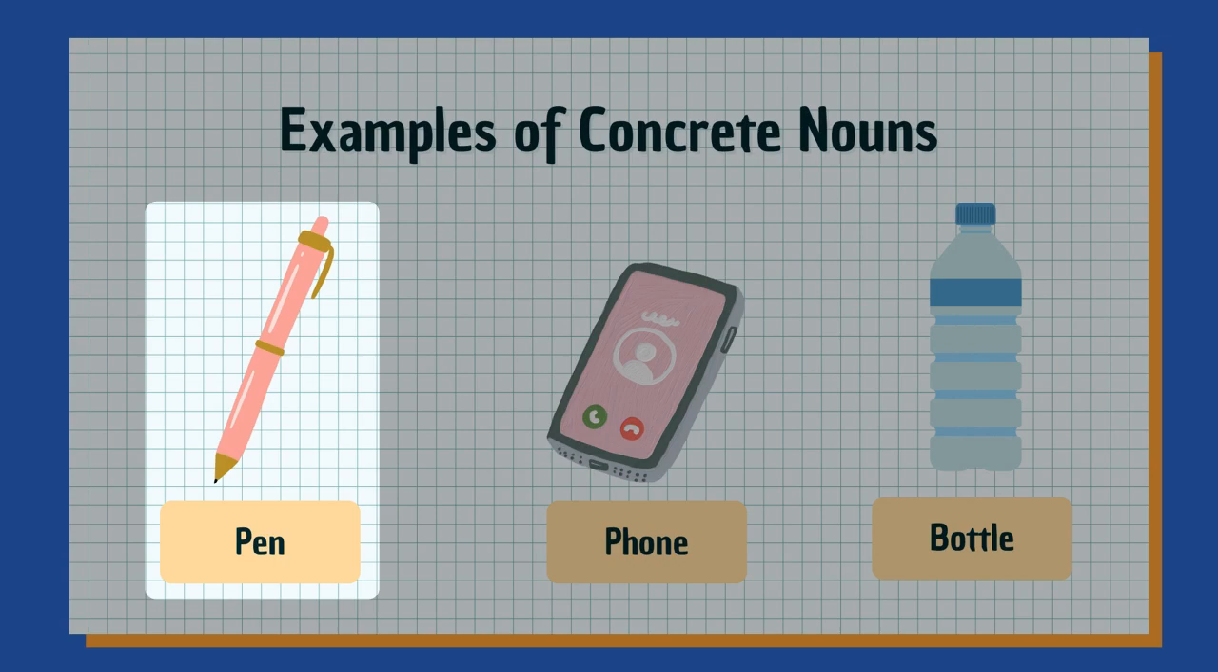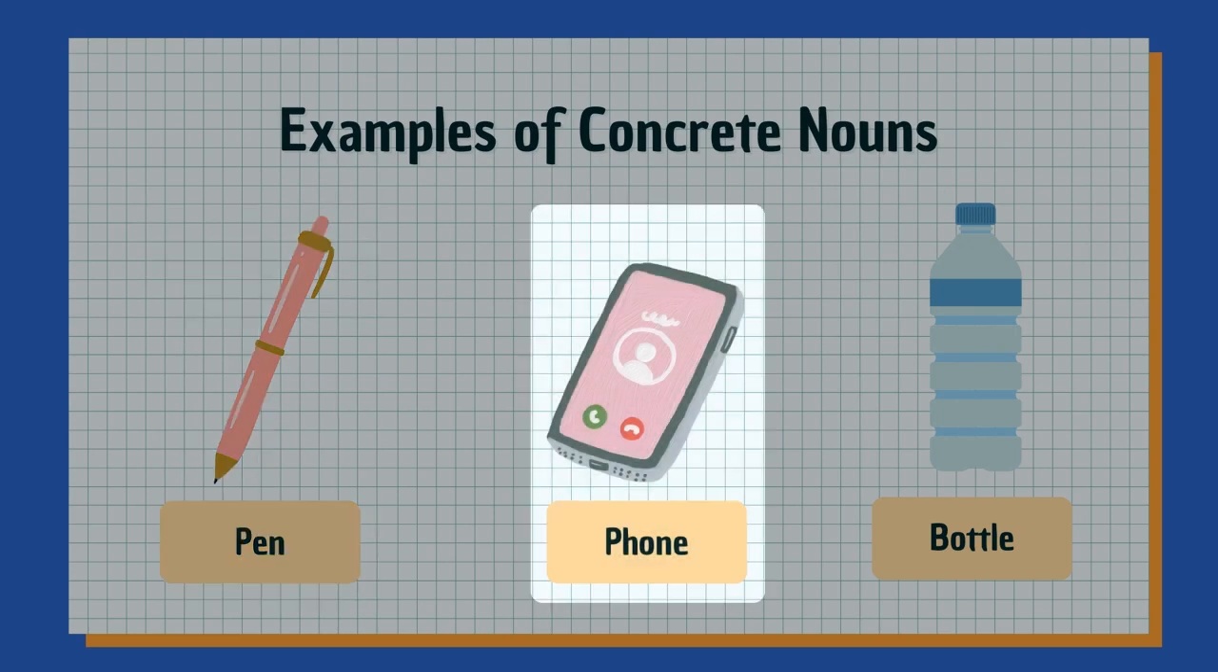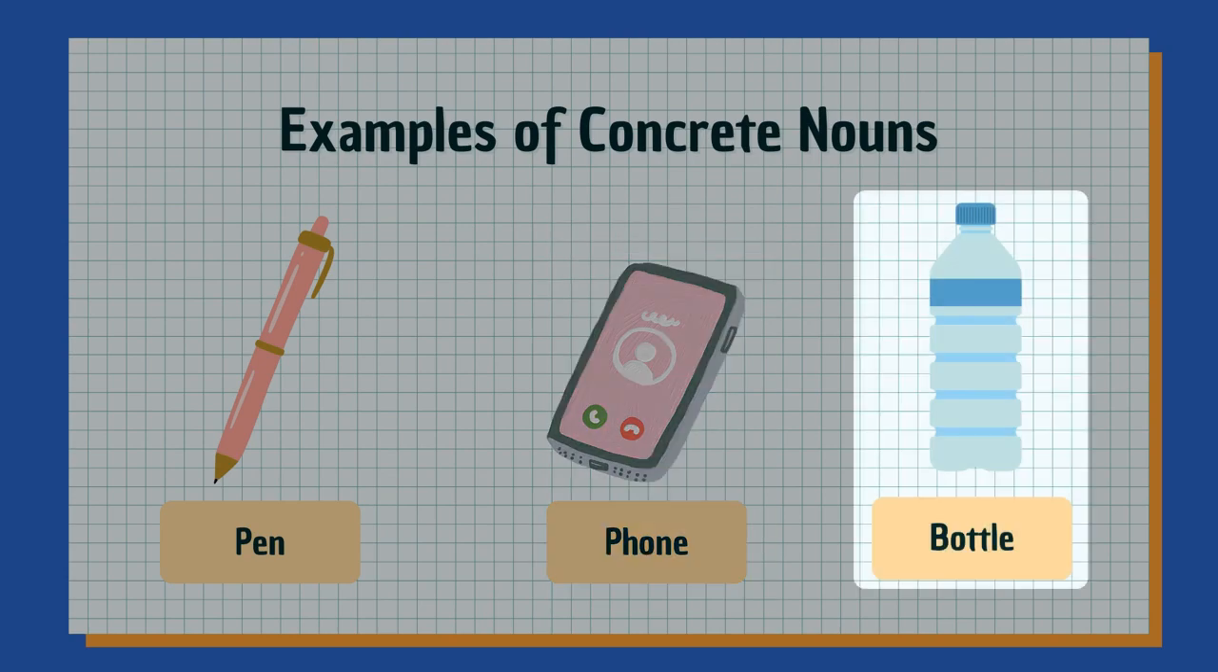For example, pen, this is a concrete noun that names an object that can be used for writing or drawing. Phone, this is a concrete noun that names objects that can transmit and receive voice or data signals. Bottle, this is a concrete noun that names objects that can hold liquids or gases.